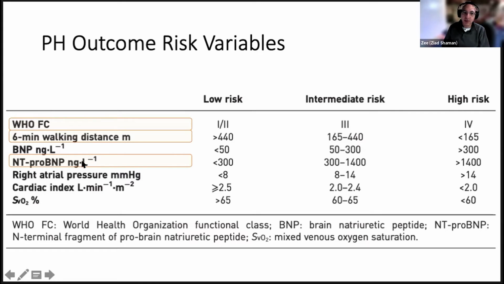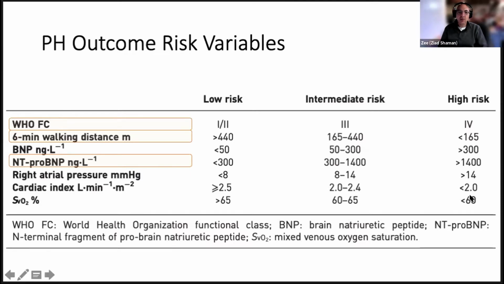And the BNP, or the NT-proBNP, they both had similar utility in predicting outcomes. So if the BNP is more than 300, or the NT-proBNP is more than 1400, then this is a predictor of poor outcome. These are also predictors: the right atrial pressure, the cardiac index, and the SVO2, but they weren't as strong predictors as those three other items.